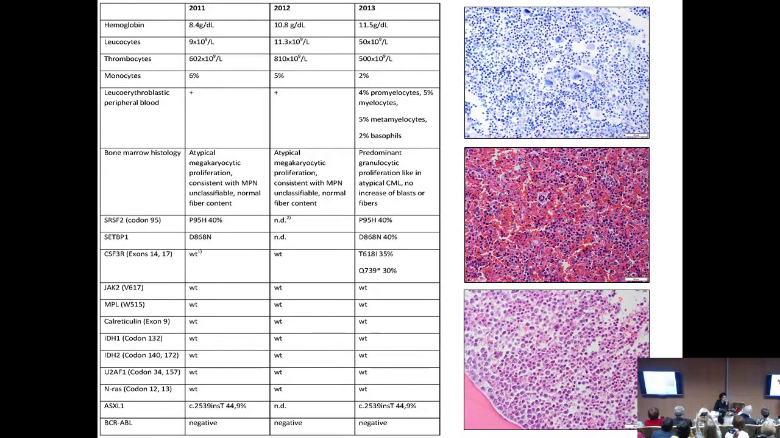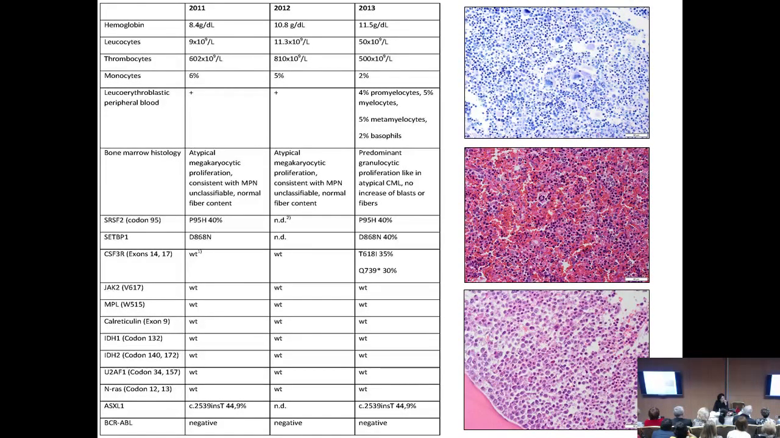At presentation in 2011, we had a leukoerythroblastic peripheral blood picture, 2012 also, and then in 2013 there was a dramatic change, an increase of leukocytes in the peripheral blood from 9,000 to 15,000, and now we had immature precursors, promyelocytes, myelocytes, more than 10%, and an increase of leukocytes above 13,000 and more than 10% immature precursors. This is what we see in atypical CML.